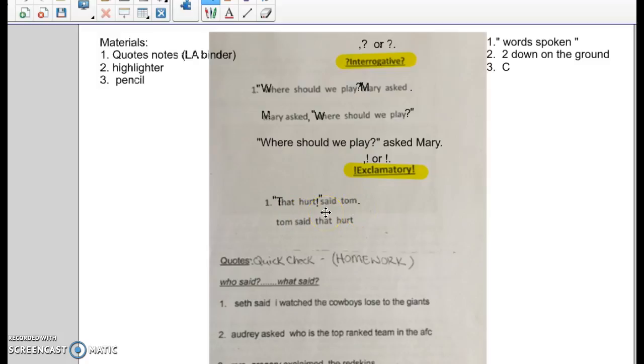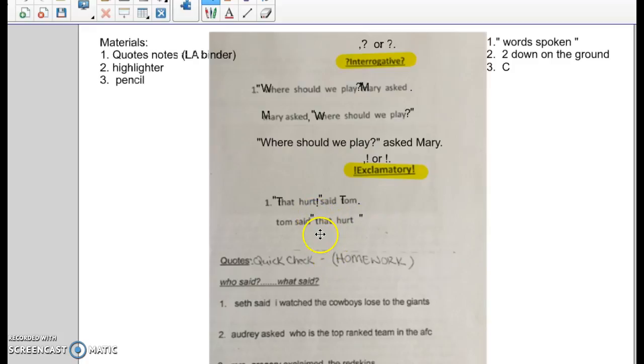So now we need to ask ourselves, do we capitalize the S in said Tom? Is said Tom a sentence? No, it is just finishing the thought. So we do not capitalize the S. We capitalize the T because it is his name. And that's it. All right, next one, last one. Tom said, that hurt. Step 1, words spoken. Tom walked in. What did he say? He said, that hurt. Beginning quotes, ending quotes around what was said.